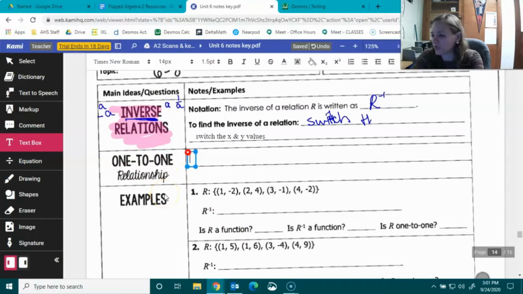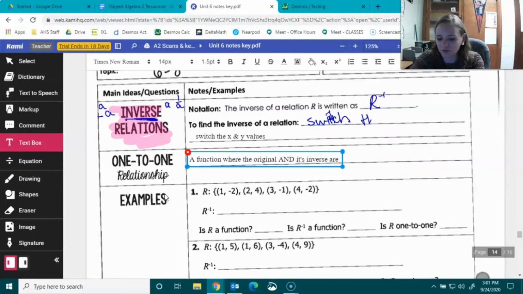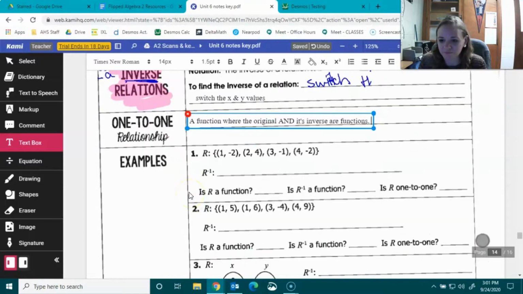When it's a one-to-one relationship, it's a function where the original and its inverse are functions. This is how you tell if it's one-to-one. It is a one-to-one function if the original and its inverse are functions. We will practice that in a little bit.